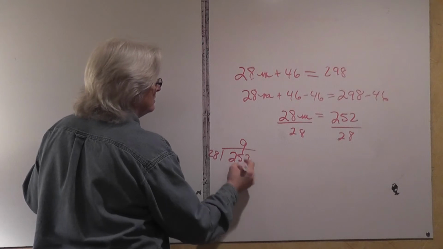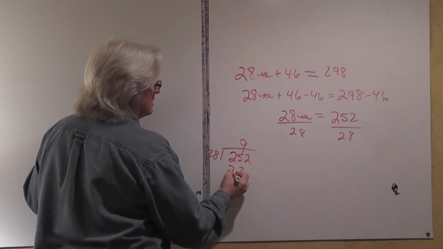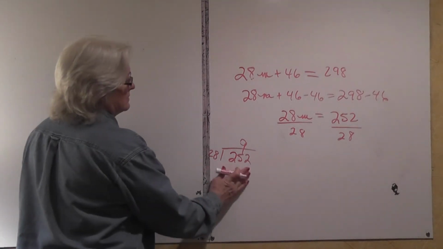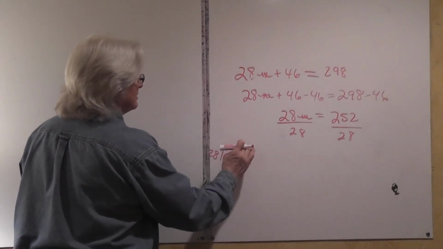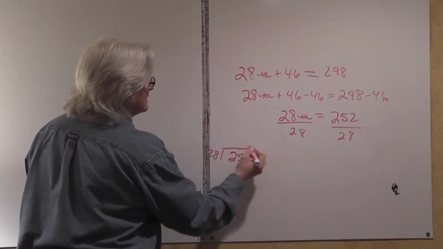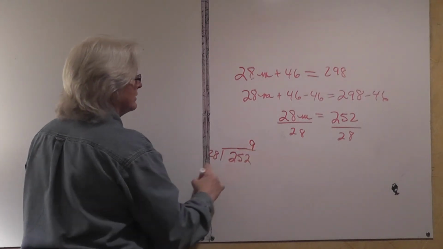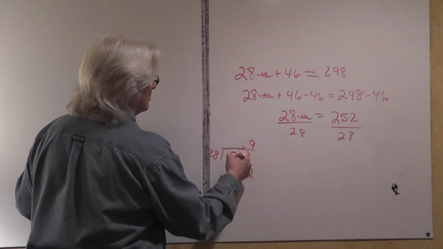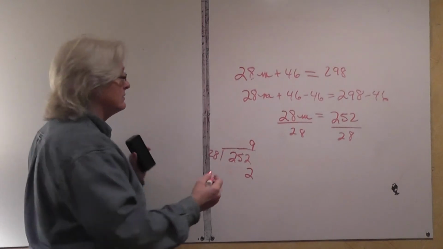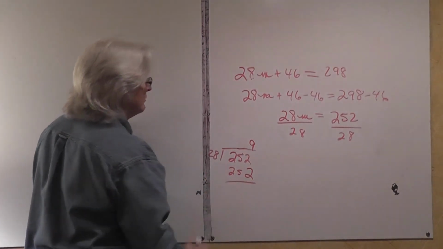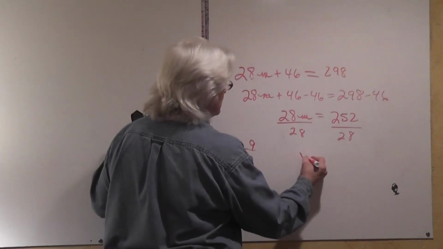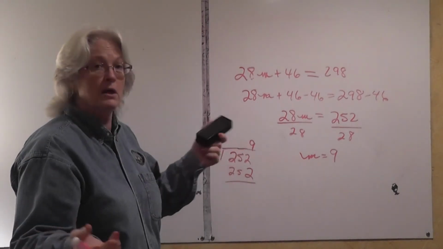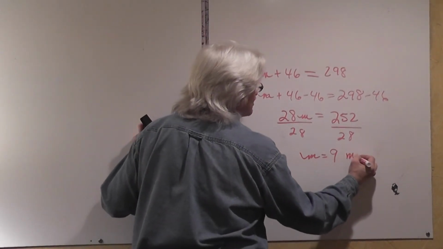8 9s are 72, carry 7, 18 and 7. Oh, weird. See, I don't like to do long division. I didn't have my places set up properly. Put the 9 in here, because you can't count 28 out of 25, can you? 9 times 8 is 72, we're going to carry 7. 9 times 2 is 18, plus 7 is 25, so 252. So we have m is equal to 9. Well, 9 what? 9 puppies? $9? Well, it's 9 months to pay for the trumpet.